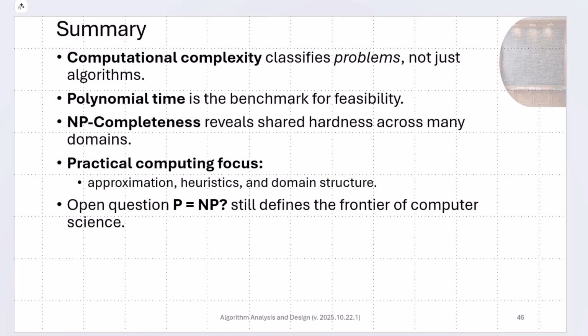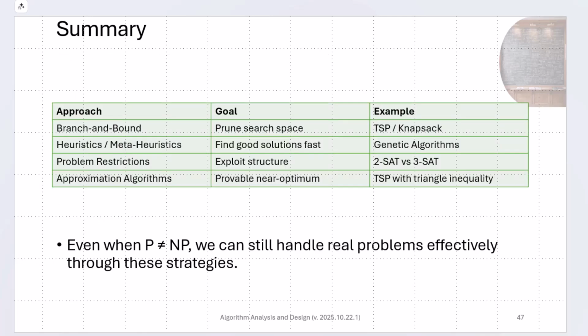Polynomial time is the benchmark for feasibility. NP-completeness reveals shared hardness across many domains. Practical computing focuses on approximation, heuristics, and domain structure. The open question is: is P equal to NP? This still defines the frontier of computer science. And of course, we just have a summary with a table here showing that we have some alternatives and options, but we don't have a polynomial solution for everything.